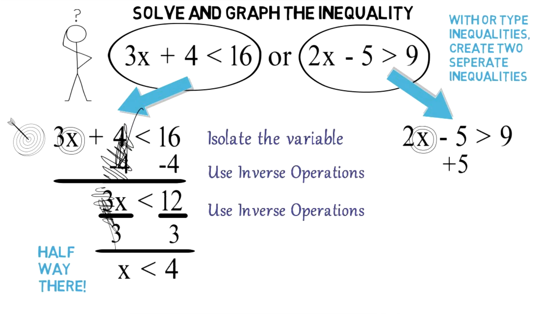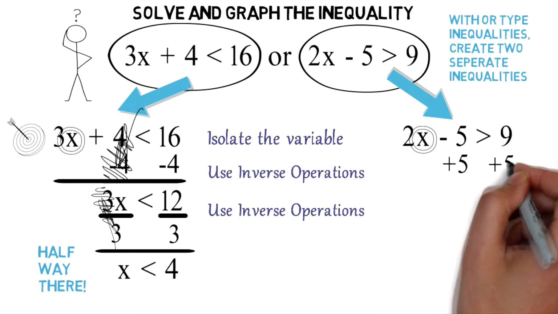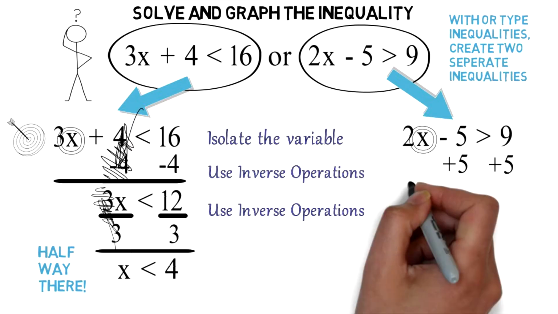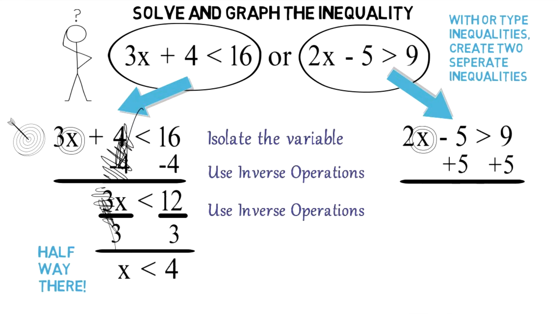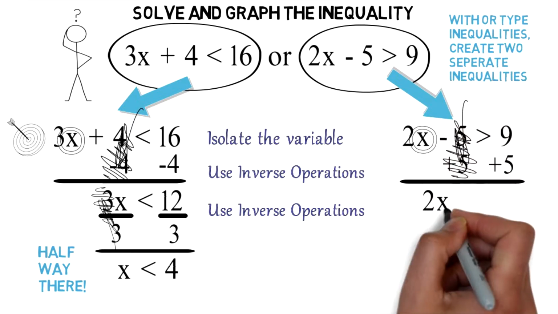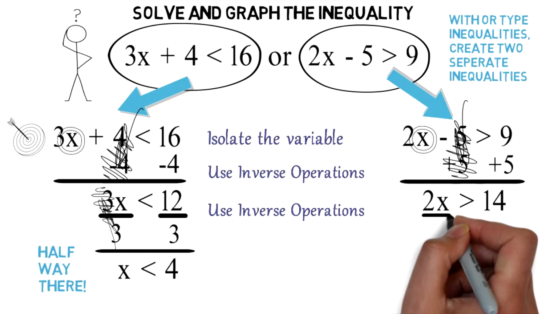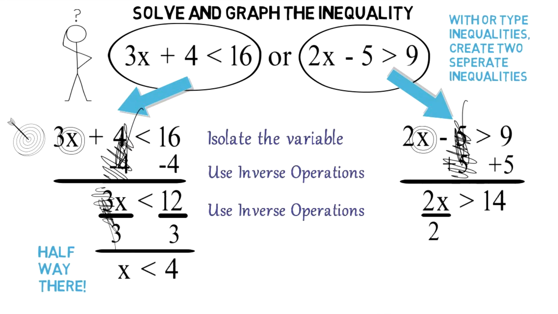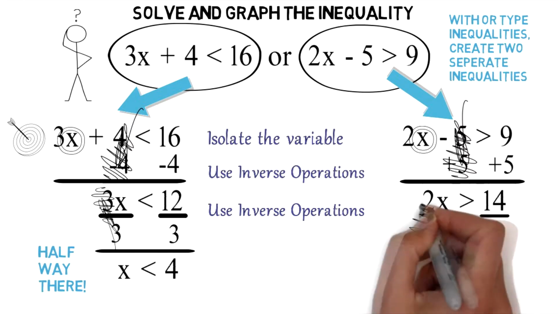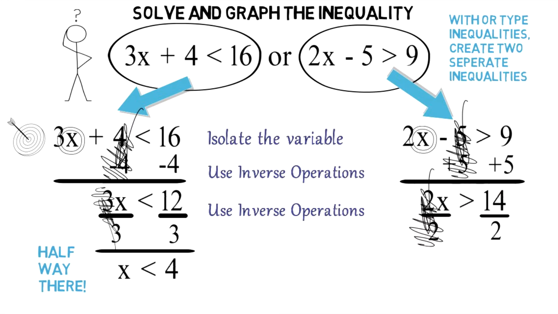So we'll add 5 to both sides of the equation. Plus 5 and plus 5. Positive 5 and negative 5 cancel each other out. And you're left with 2x is greater than 14. And again, you want to use inverse operations. So we'll divide one side by 2. And then we have to divide the other side by 2. 2 and 2 cancel each other out. And eventually you're left with x is greater than 7.